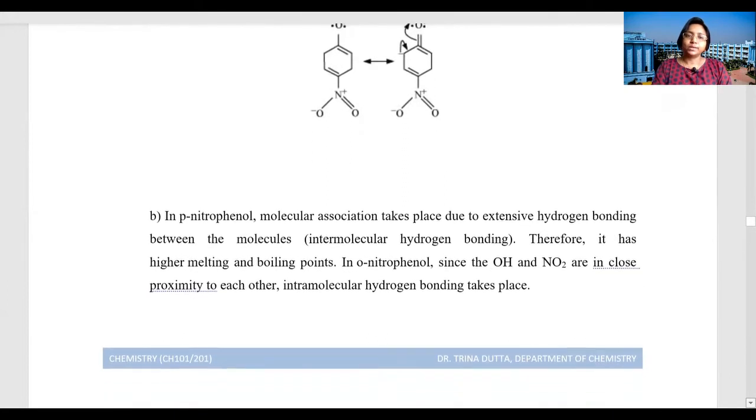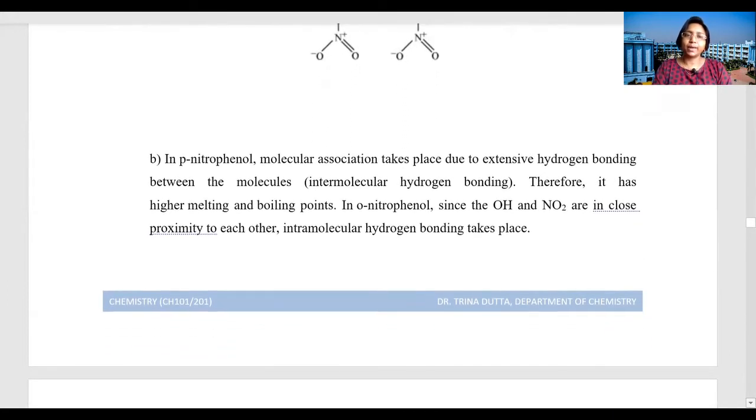And the next question was why para-nitrophenol has a higher boiling point. In para-nitrophenol, molecular association takes place due to extensive intermolecular hydrogen bonding between the molecules. Therefore, it has a higher melting and boiling point.